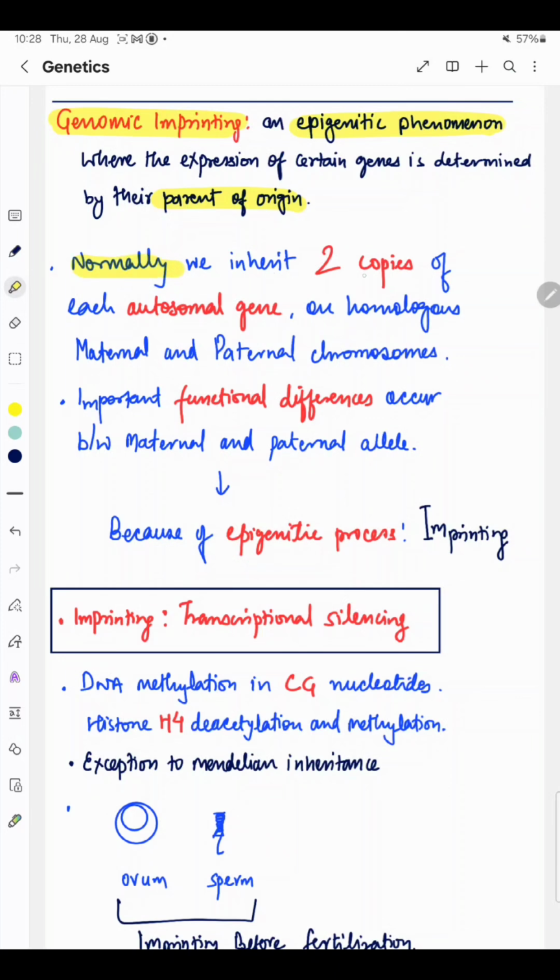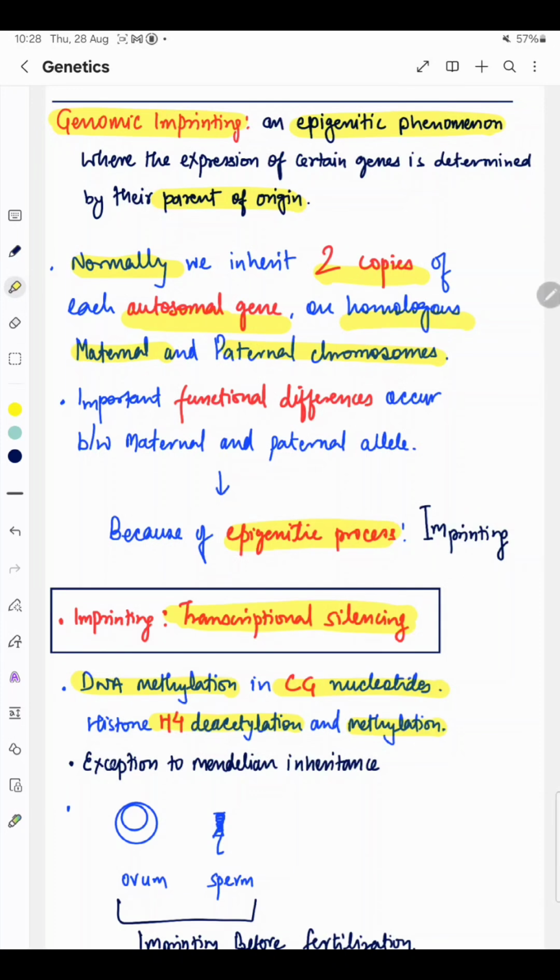Normally we inherit two copies of each autosomal gene on homologous maternal and paternal chromosomes, and the important functional differences occur between maternal and paternal alleles because of the epigenetic process. The epigenetic process involves DNA methylation in cytosine and guanine nucleotides and histone H4 deacetylation and methylation. They are responsible for transcription silencing, and this process is known as genomic imprinting.